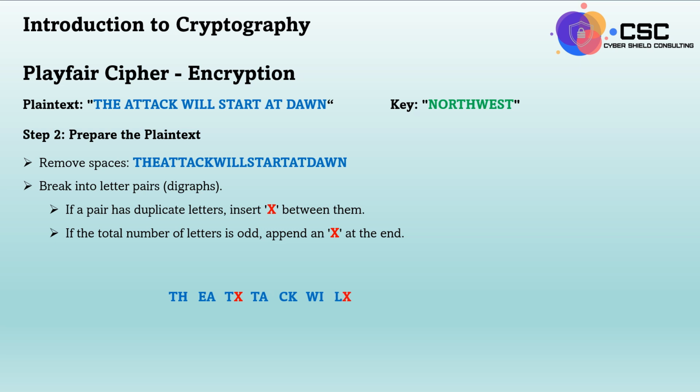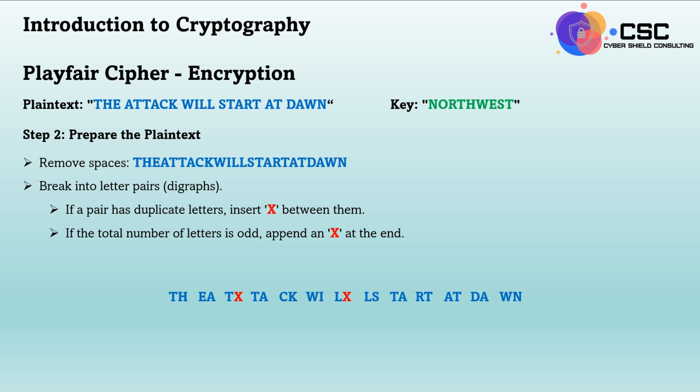As you see on the screen, these are the new pairs of the text. So we took the TH first, and then EA, and then we came to TT, which is the same letter. So what we did, we added X, padding the first T, and then we continue from the second T, forming the pairs TA, CK, WI, and then we come to another duplicate where we have LL. So we do padding, so we'll have LX, and then LS, and then TA, RT, AT, DA, and last WN. So this is the rearranged plain text as per the Playfair Cipher, and now we are ready to move on to the next step.